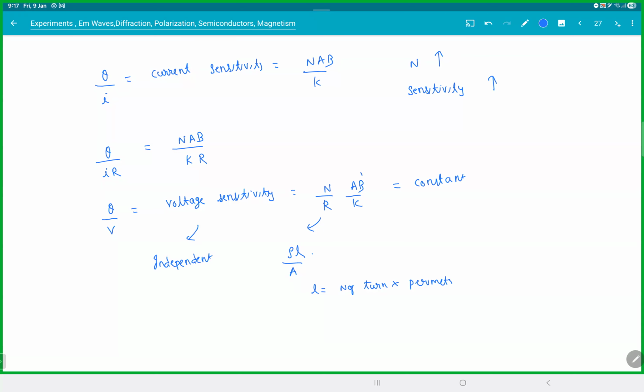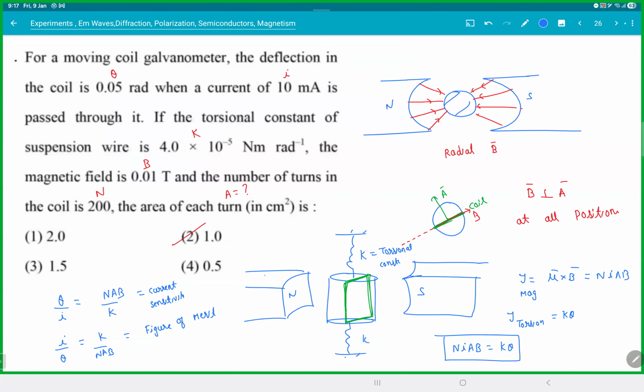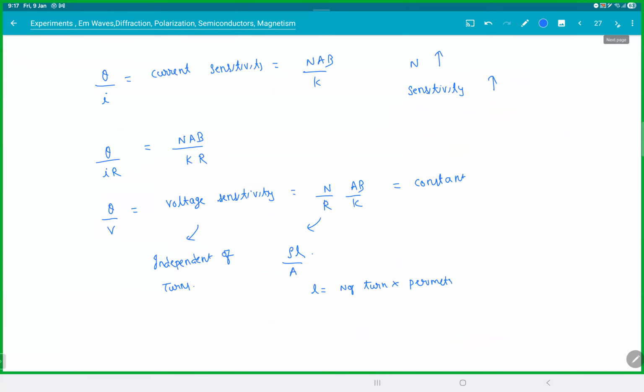More than this formula, remember this. Later on, I'm going to ask you something where this won't work. But standard question is this. If the number of turns are changed, what happens to the current sensitivity and voltage sensitivity? So basically, when you increase the number of turns, the length also increases, so that N by R will remain constant. So you should check out the notes. This is the moving coil galvanometer in magnetism.